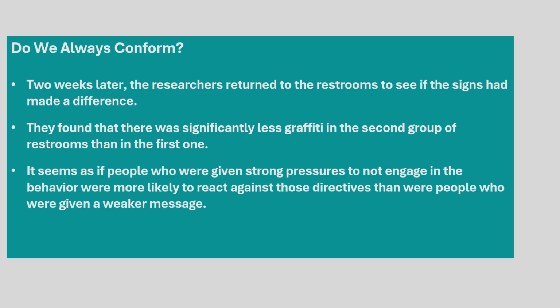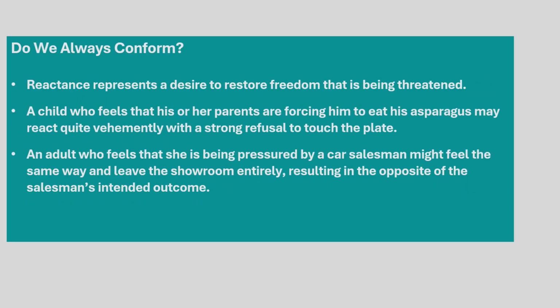It seems as if people who were given strong pressures not to engage in the behavior were more likely to react against those directives than people who were given a weaker message. Reactance represents a desire to restore freedom that is being threatened. A child who feels that his or her parents are forcing them to eat their asparagus might react quite vehemently with a strong refusal to touch the plate. An adult who feels that she is being pressured by a car salesman might feel the same way and leave the showroom entirely, resulting in the opposite of the salesman's intended outcome.